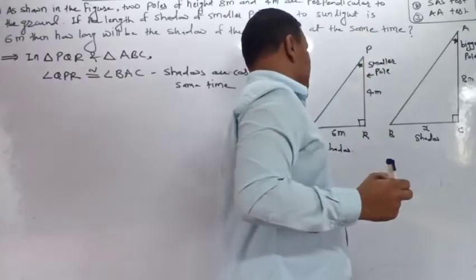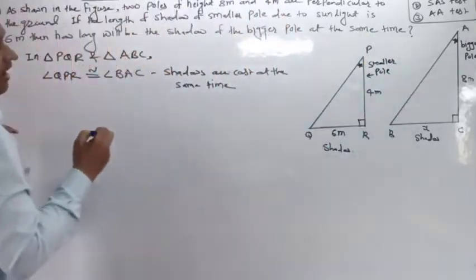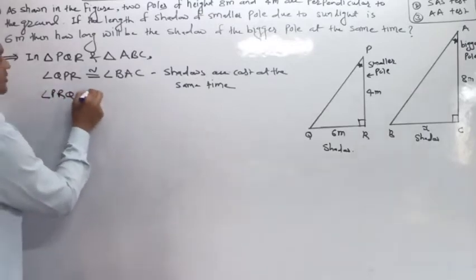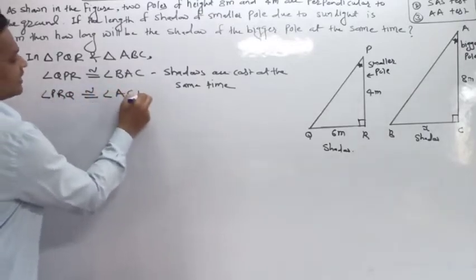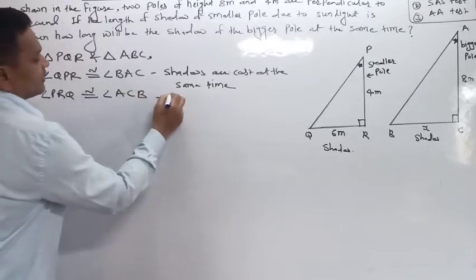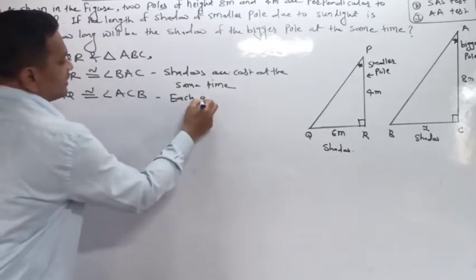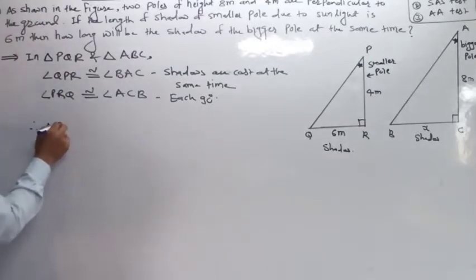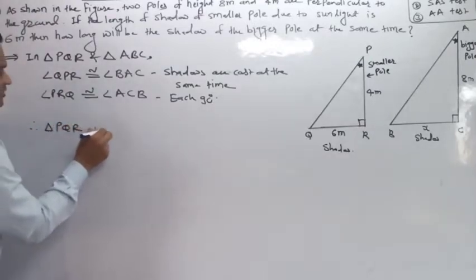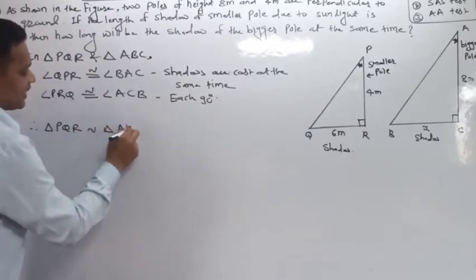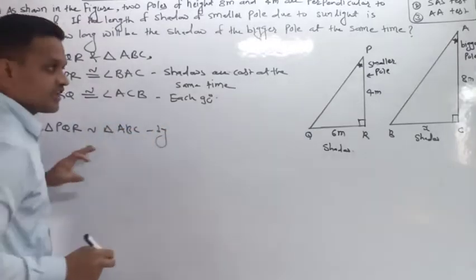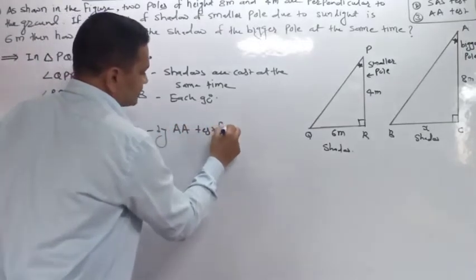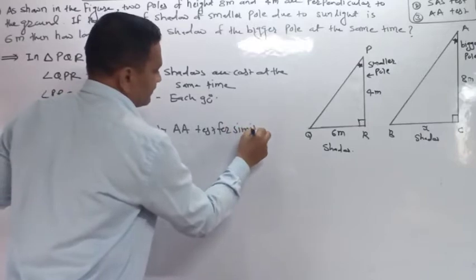Angle PRQ is congruent to angle ACB, each 90 degrees. Therefore, triangle PQR is similar to triangle ABC by which test? By the double A test for similarity, right?